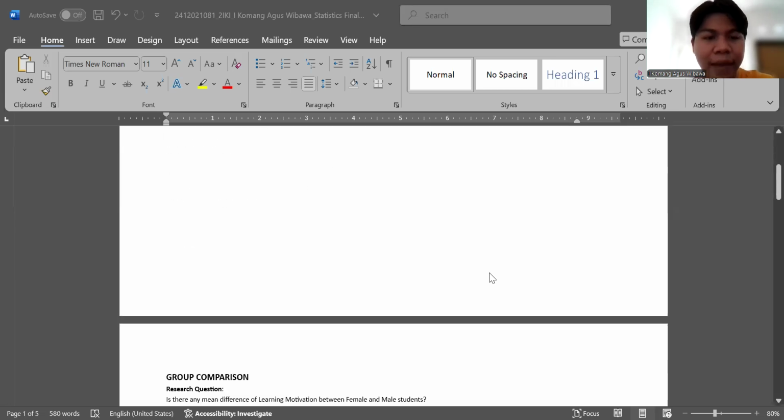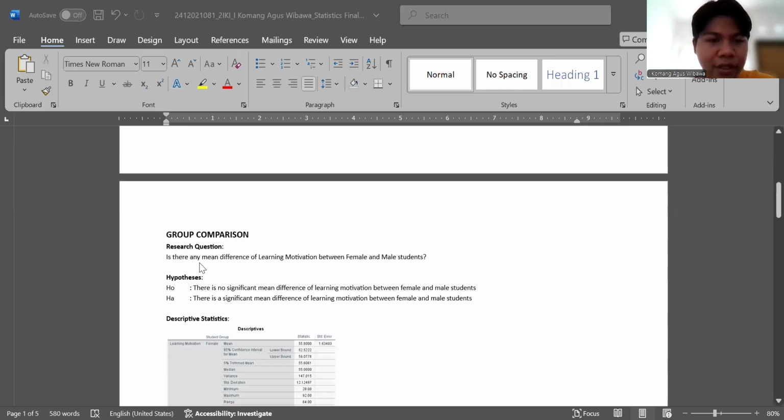So first, I make my research question. My research question is: is there any mean difference of learning motivation between female and male students? Based on this research question, there will be two hypotheses, the H0 and the HA. The H0: there is no significant mean difference of learning motivation between female and male students. And the H alternative: there is a significant mean difference of learning motivation between female and male students.